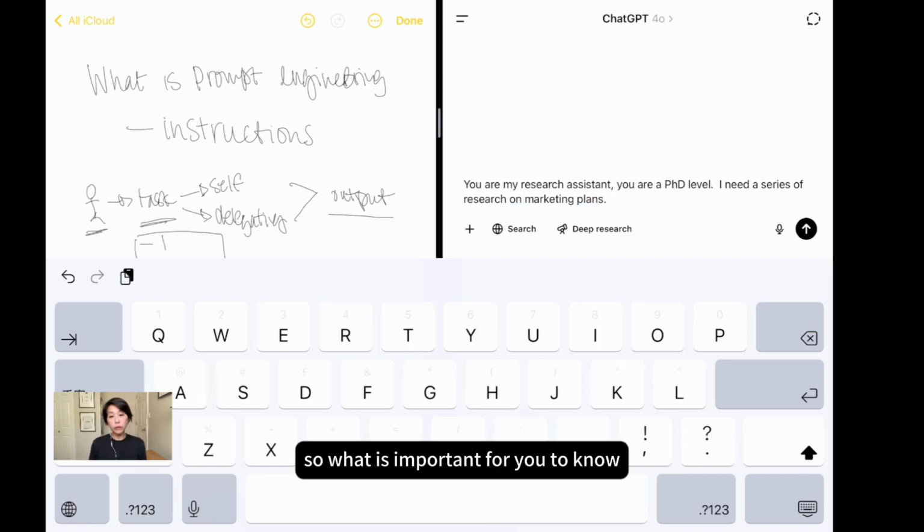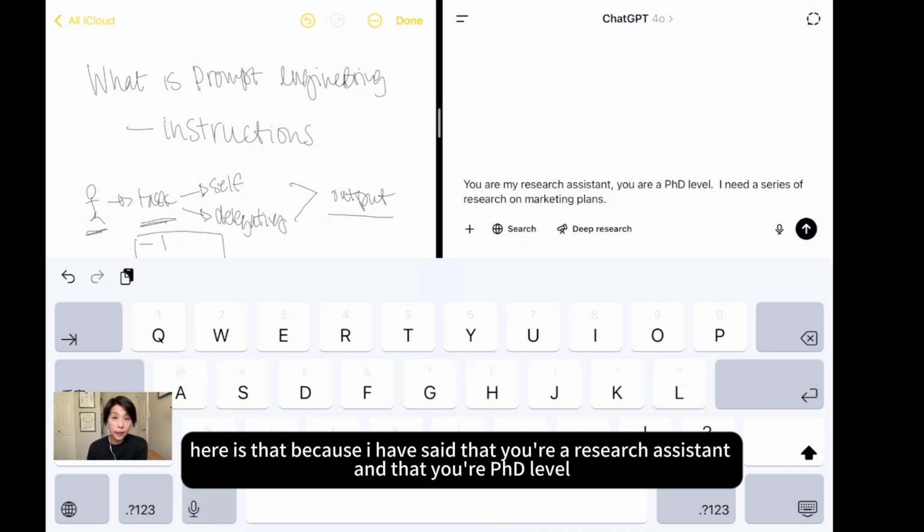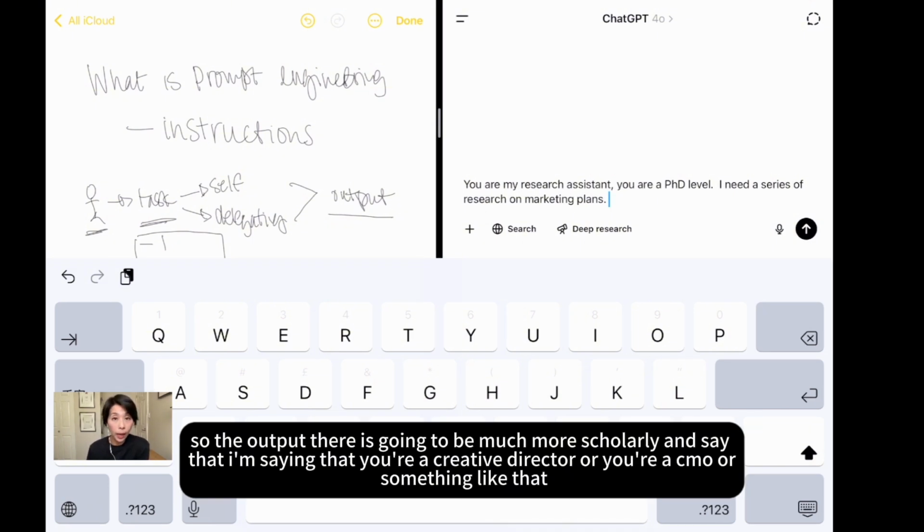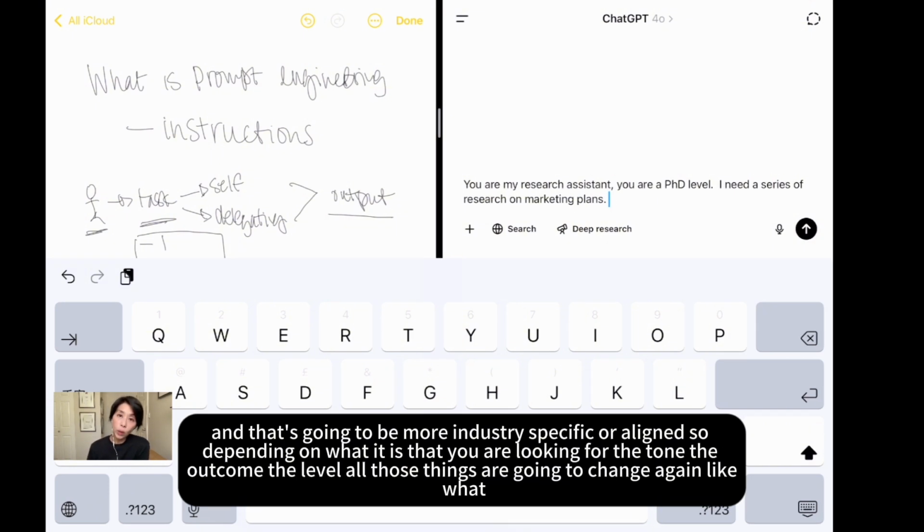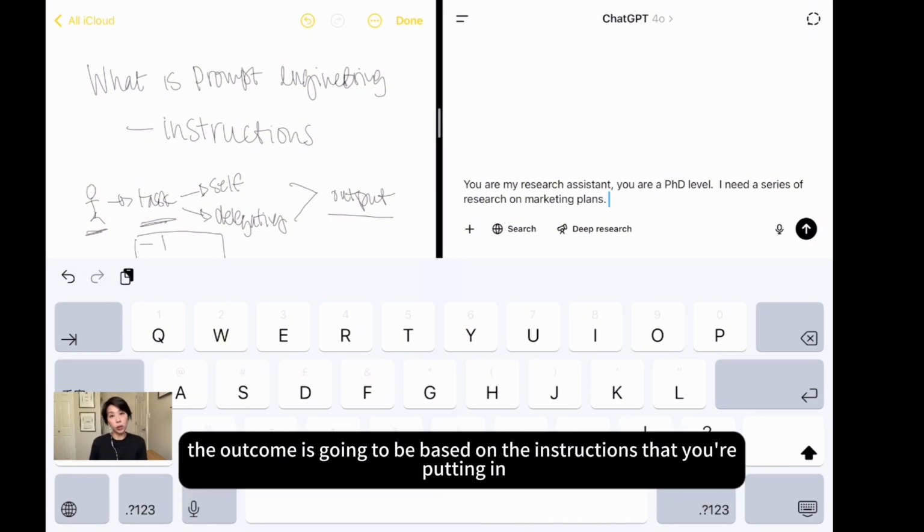So what is important for you to know here is that because I have said that you're a research assistant and that you're PhD level, the output there is going to be much more scholarly than if I said that you're a creative director or a CMO or something like that. That's going to be more industry specific or aligned. So depending on what it is that you are looking for, the tone, the outcome, the level, all those things are going to change based on the instructions that you're putting in.